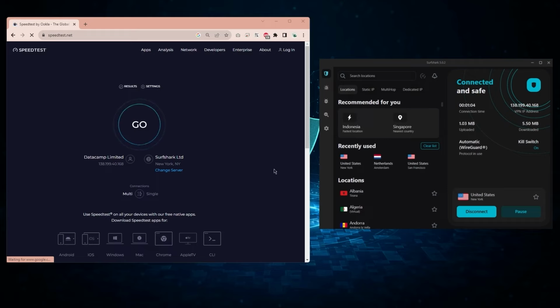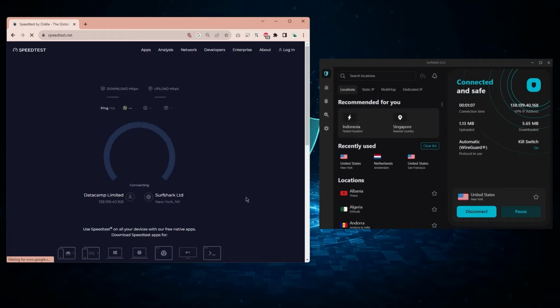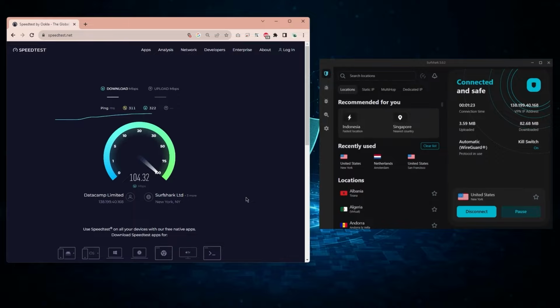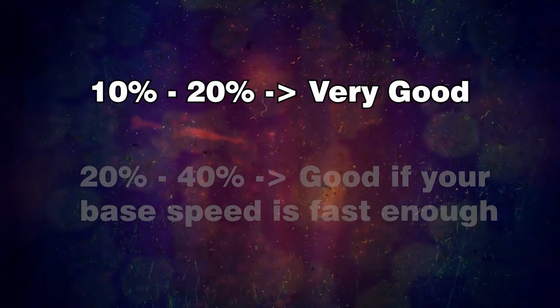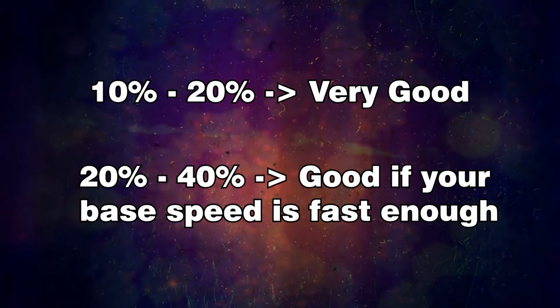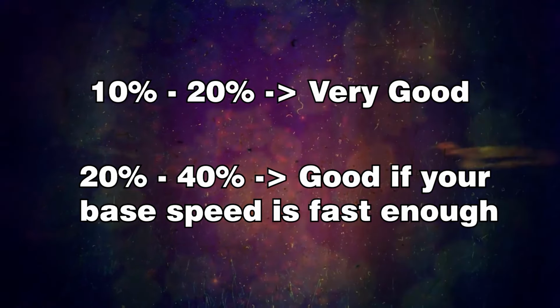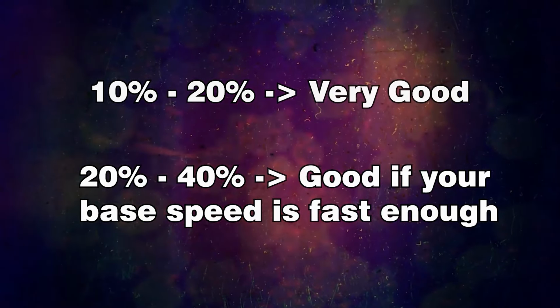Now, speed-wise, this is where Surfshark is actually doing quite well. One thing to keep in mind is that these speed tests will vary depending on your connection speed, internet service provider, the servers you're connecting to, and the distance between you and the server you're connecting to. So generally speaking, any decrease in speed between 10 and 20% is considered excellent, and anything between 20 to 40% is still good considering your base speed is already very fast.